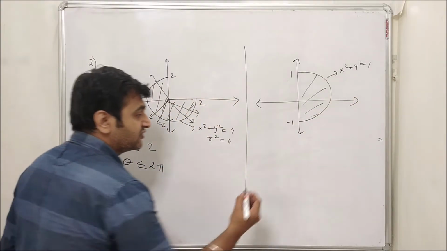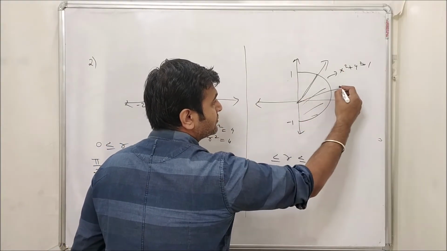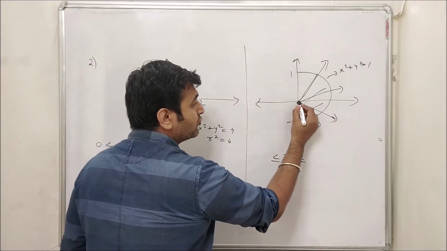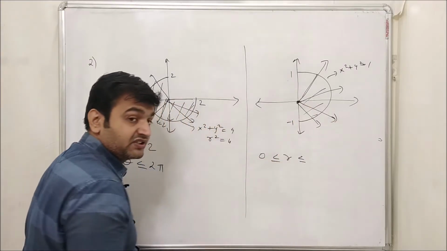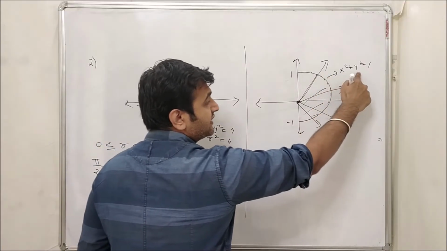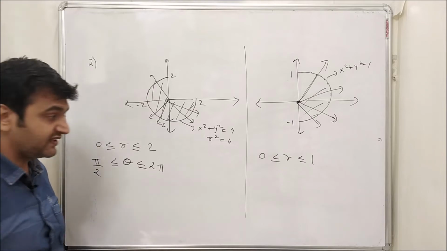Now what will be the limits of r? Again you draw the radial lines. You draw these radial lines and you see from where it is starting and from where it is leaving. It is starting from origin, so your 0 will come into picture. And it's leaving from these points, and all these points are at the distance of 1 unit from the origin. So r is going from 0 to 1.